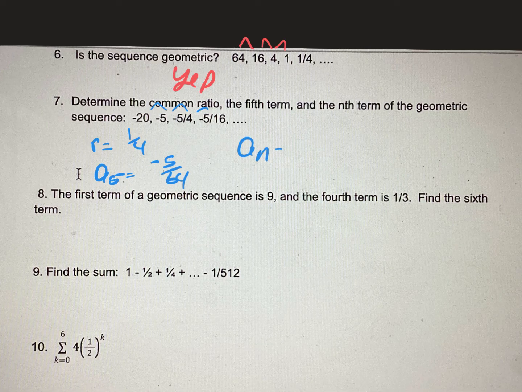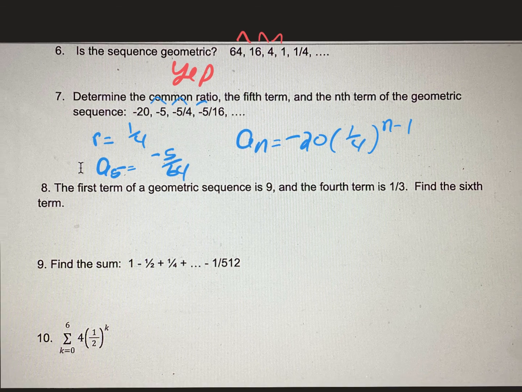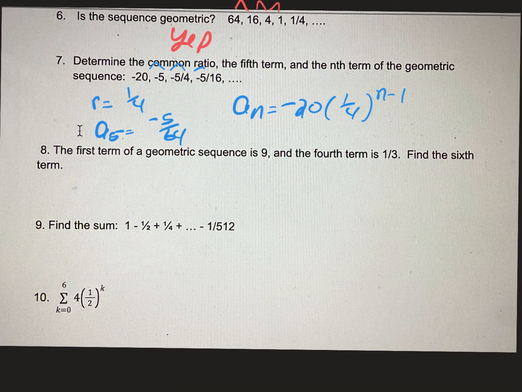And then the nth term. The nth term, remember, just write the formula. The first term is -20. R is 1/4 to the n minus 1 power. That's the nth term. That's all you got to do. Number 8. The first term of the geometric sequence is 9, and the fourth term is 1/3. Find the sixth term.